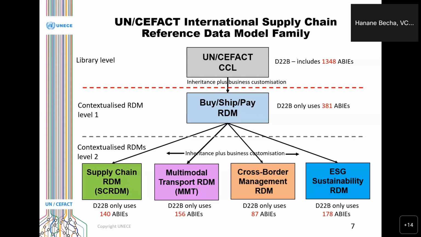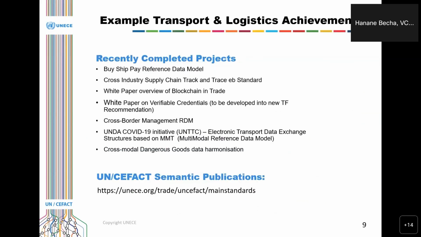So we do have this buy, ship, pay reference data model, very important, easy to use, making sure of alignment between the different contexts. We did as well deliver the cross-industry supply chain track and trace standards. Basically, this project is one of the very few projects where we don't add or enrich the core component library. We didn't need to add any new data elements. We are simply reusing what we have. And the main message is the importance of the use of unique identifiers, and linking the different identifiers.